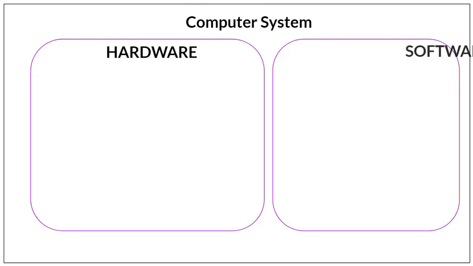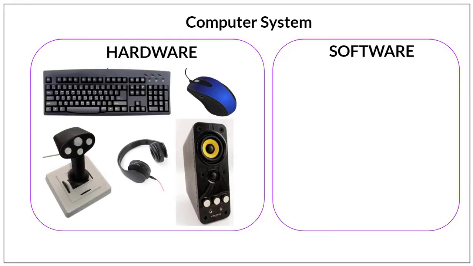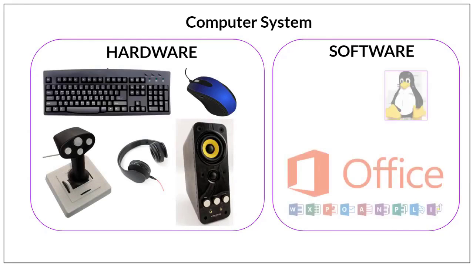In a similar way, computer system has two important components, namely hardware and software. Hardware comprises of all the tangible and mechanical parts, whereas software is something which exists in the virtual world.